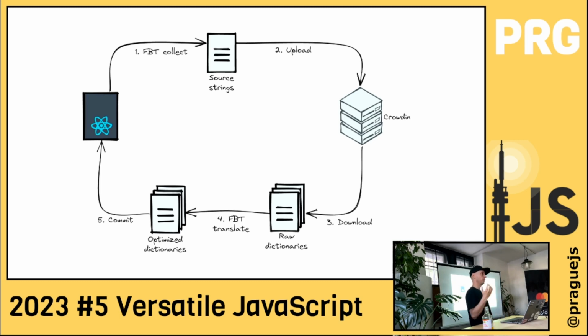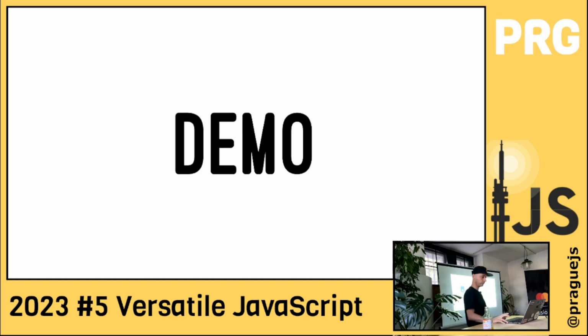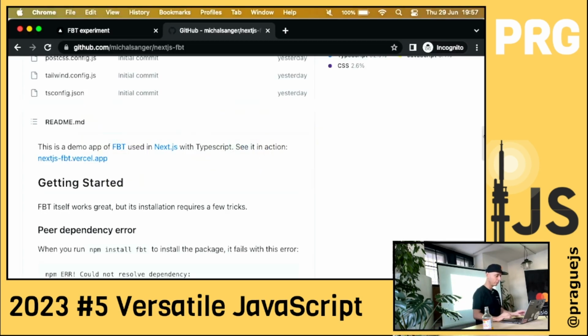So you can upload it or edit it manually in your favorite tool. A very common example is Crowdin. And from Crowdin or any other translation management tool, you download the translations, because Crowdin is the playground for translators. And you receive raw dictionaries, and then comes another script by FBT that processes these dictionaries into, let's say, production-optimized dictionaries. And these optimized dictionaries are something you commit in your source code, you can deploy, and your translations start working. I prepared a demo, so I hope it will be visible on this projector.